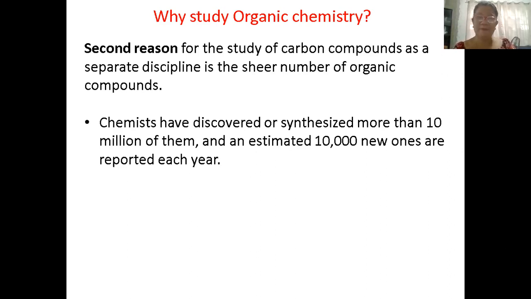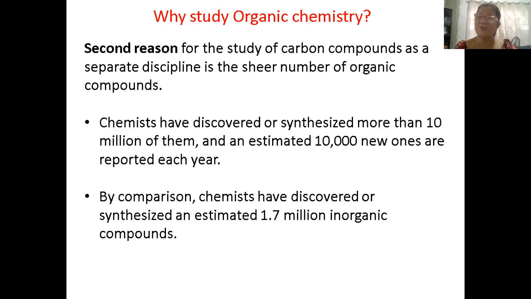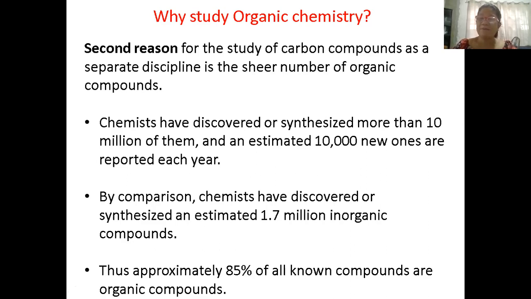So that vaccine is a product of organic chemistry turned into medicine. By comparison, chemists have discovered or synthesized an estimated 1.7 million inorganic compounds, while for organic compounds, that is 10 million. There are more organic compounds compared with inorganic compounds. Why? Because organic compounds are much more needed for food, clothing, medicine, and even technology. That makes organic compounds much needed in industry. Approximately 85% of known compounds are organic compounds. That is why they need to be studied.